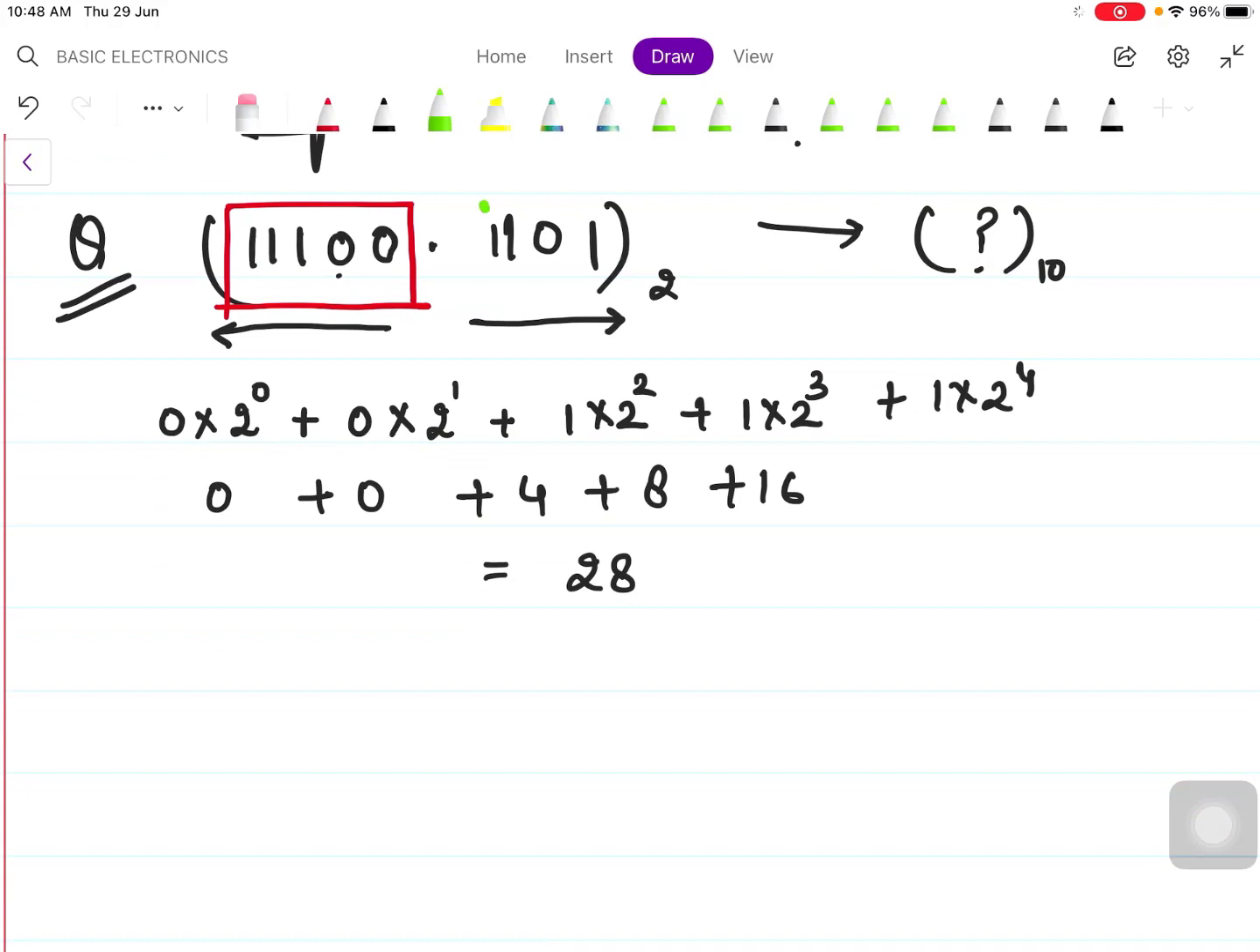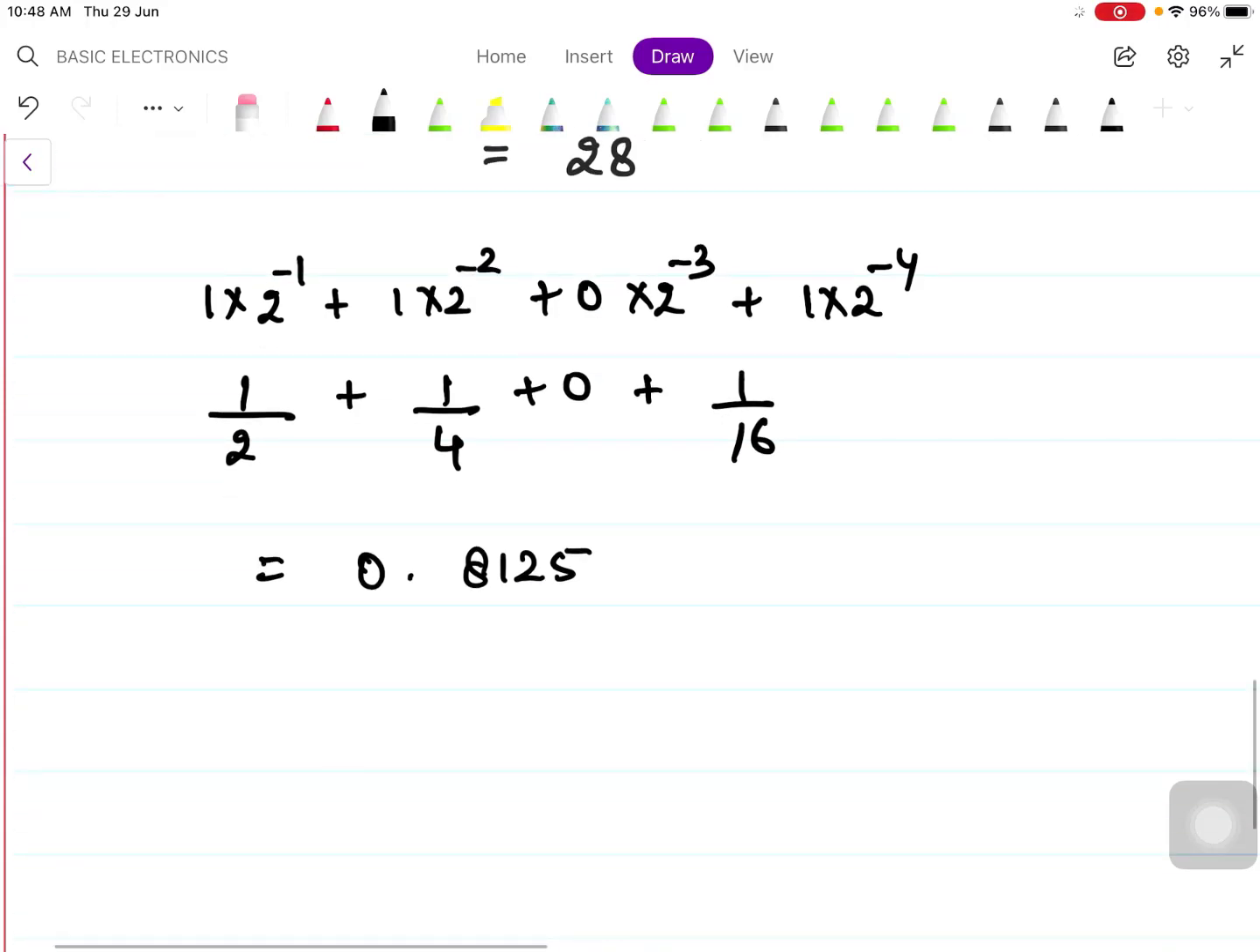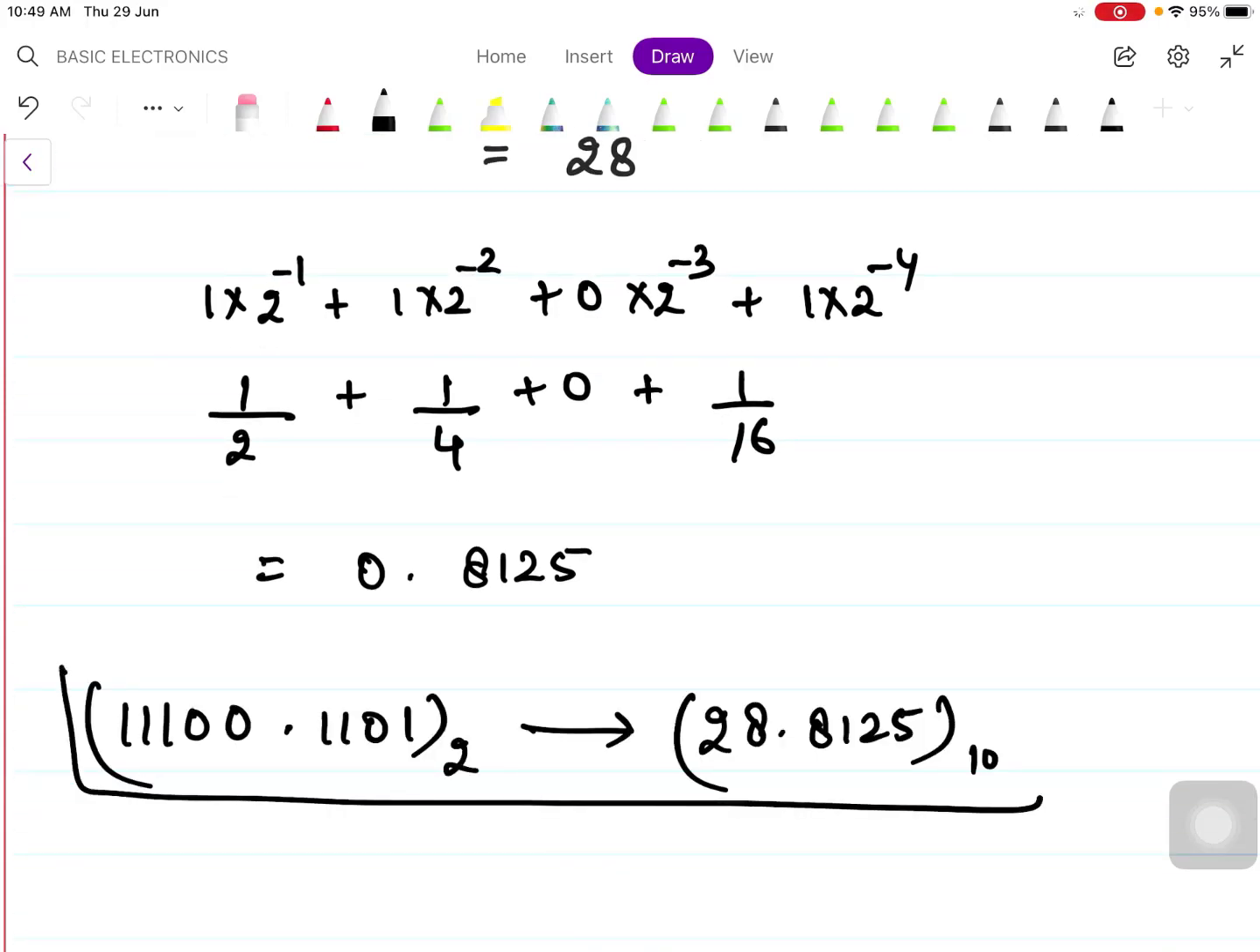Now let us solve after the decimal portion, and we have marked the direction as from left to right. So let us take the digits in the left to right direction and multiply them with the negative powers of 2. Solve it, you will get it like this. So let us combine both the things. So this is how we solve the case from binary to decimal.